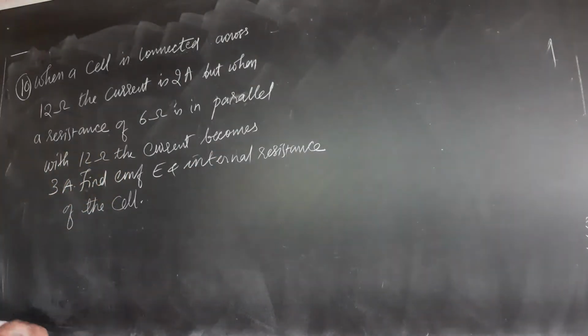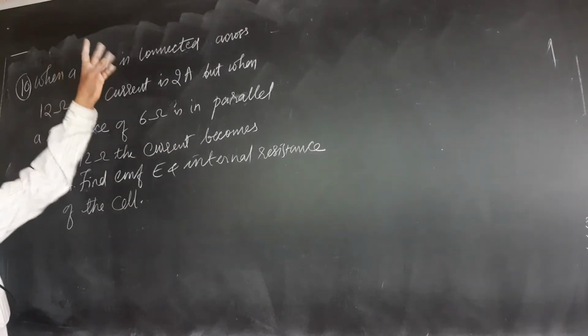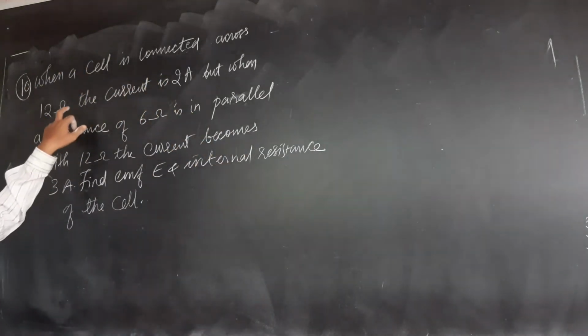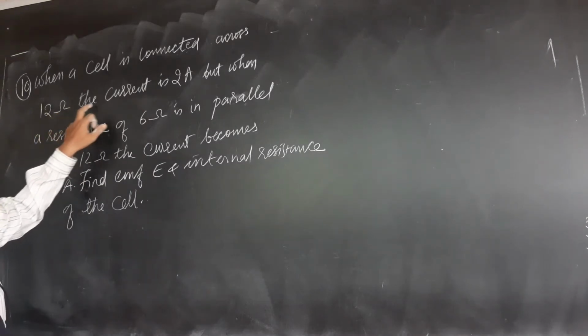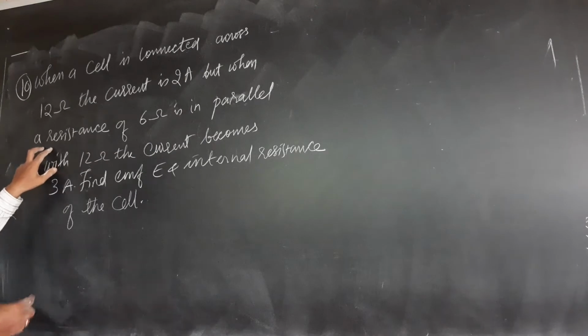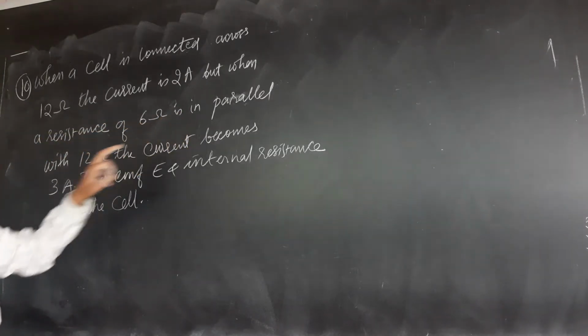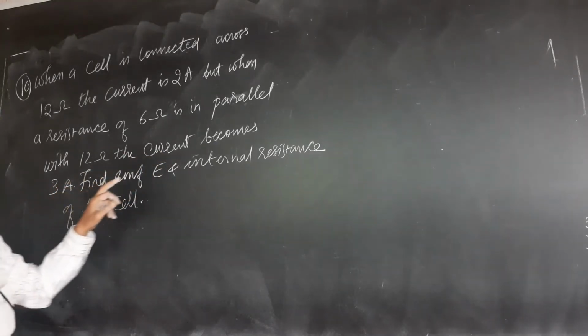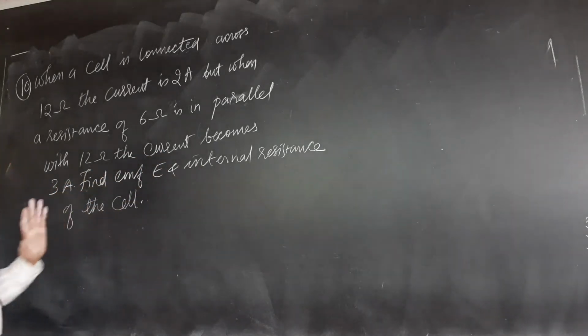It is slightly different but very interesting. When a cell whose EMF is not known, whose internal resistance is not known, is connected across a 12 ohm resistor, the current is 2 ampere. But when one more resistance of 6 ohm is connected in parallel with the 12 ohm, the current becomes 3 ampere. Find the EMF E and internal resistance of the given cell.